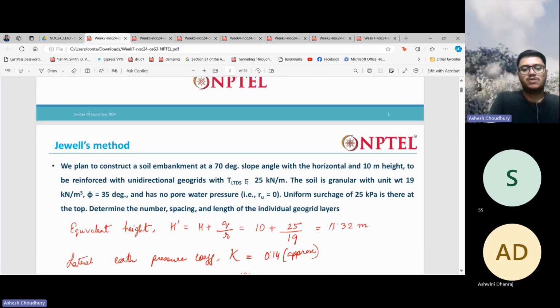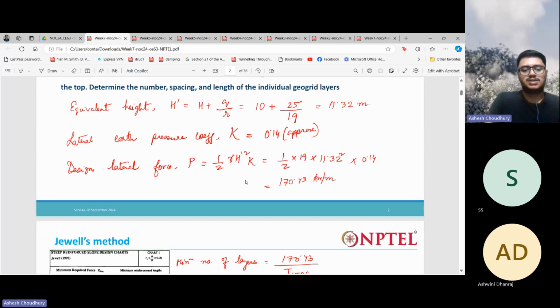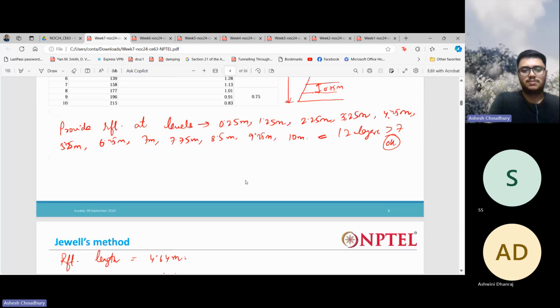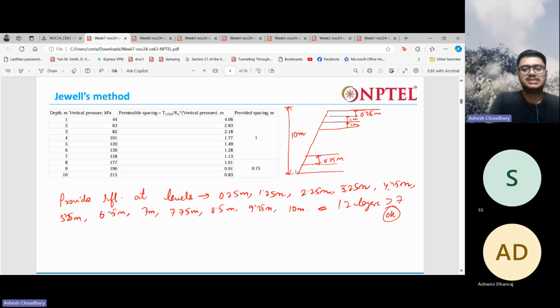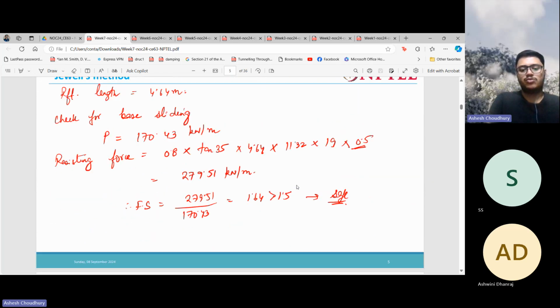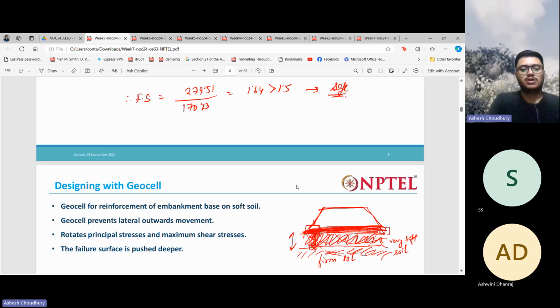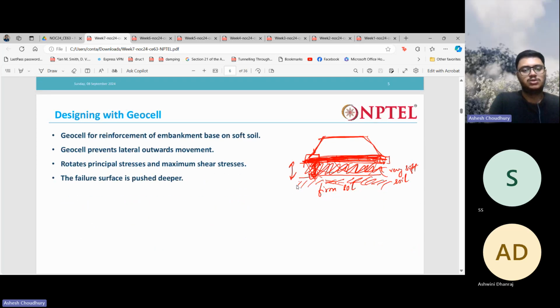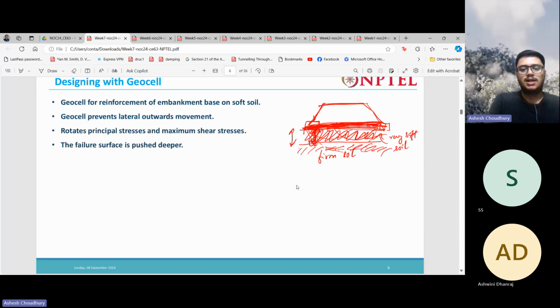So here again we solve one problem from Jewell's method that we discussed. I'm not going into it again. Please look at this problem. If you don't remember, you can always refer to the videos. Those recorded videos are already uploaded by me, and you already have the links, so you can refer to them anytime. Then we saw designing with geocell.